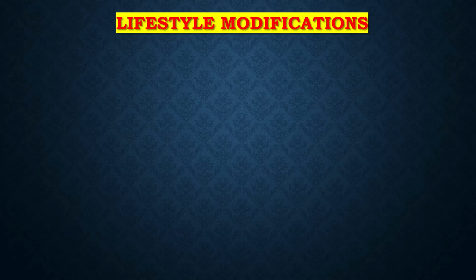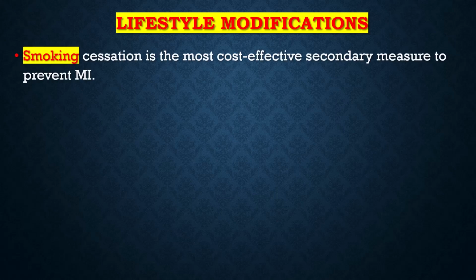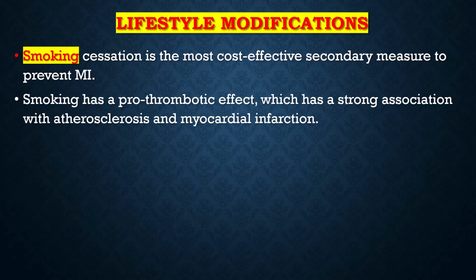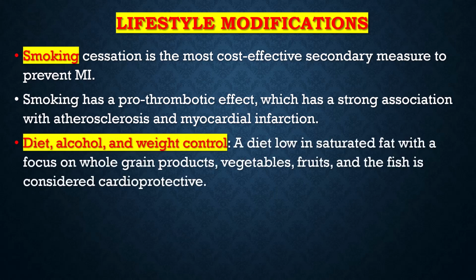Lifestyle modification. Smoking cessation is the most cost-effective secondary measure to prevent MI. Smoking has a prothrombotic effect which has a strong association with atherosclerosis and myocardial infarction. Diet, alcohol, and weight control.